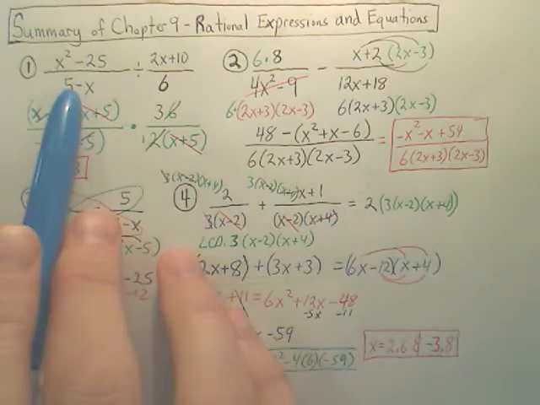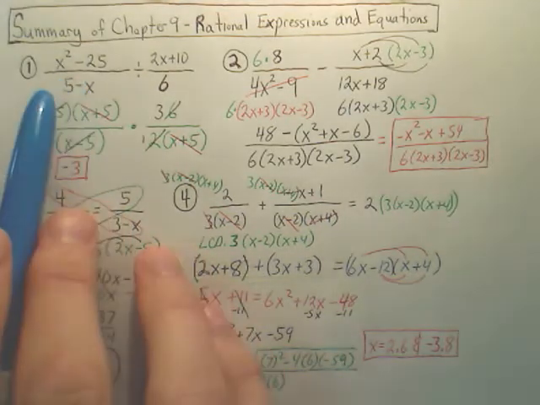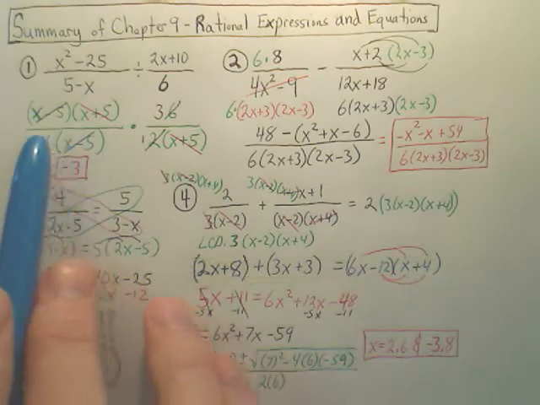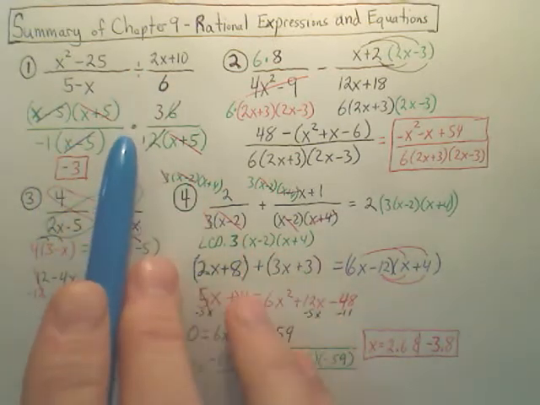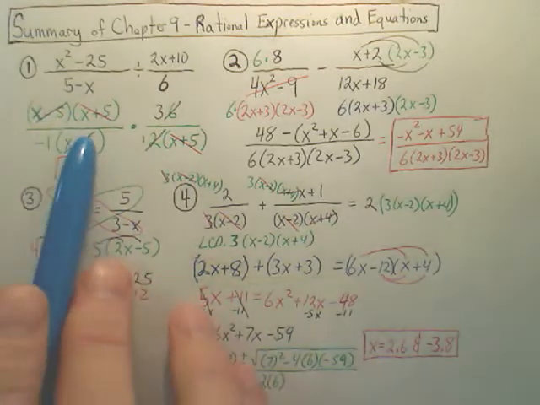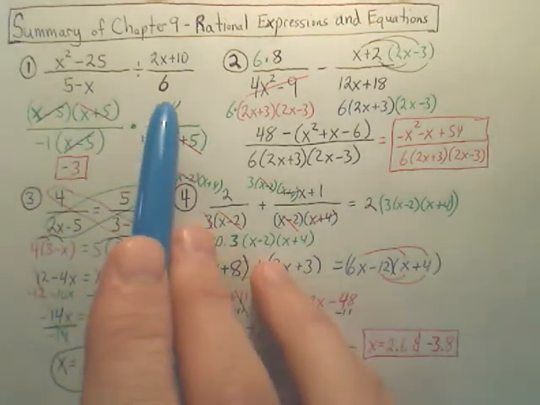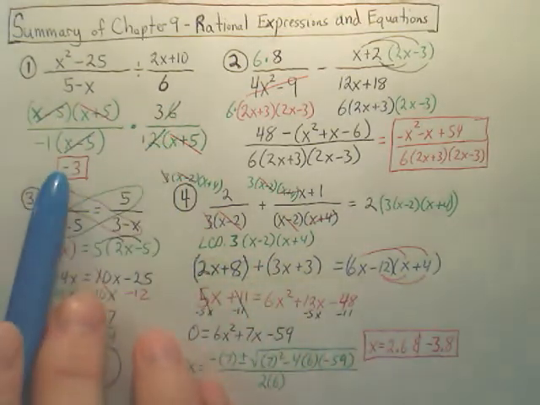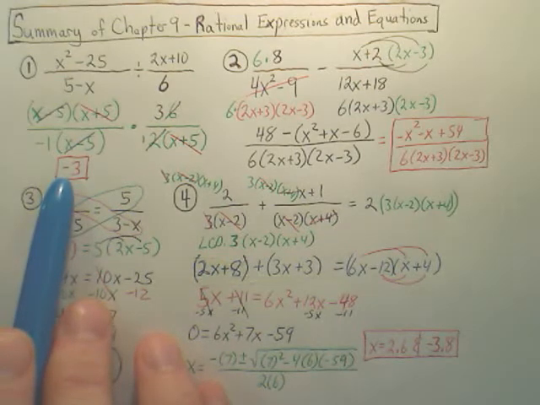So again, you got to watch out for pulling out a negative as a GCF, so you can cancel. And then you got a division becomes multiply, and you just factor, and then you can cancel up and down, or diagonally. You can cancel the numbers in front, and your answer ends up being simply negative 3.